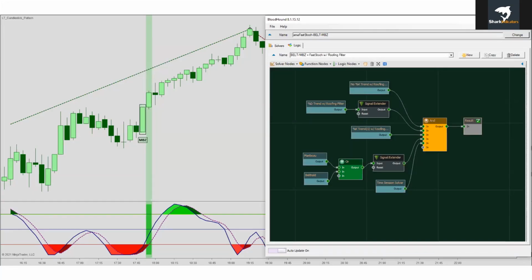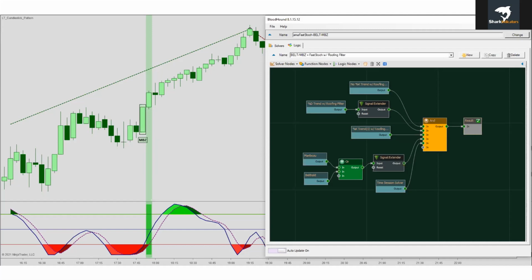So just a quick peek at the entry template here with the belt hold and Marubozu patterns, aligned with the fast stochastic oversold and overbought. Again, thinking in terms of setups and triggers here, situations or scenarios that can create a signal, aligning them. But that doesn't mean that it all has to happen on the exact same bar. So I mentioned that BloodHound is quite flexible and can accommodate many scenarios. So case in point here being the signal extender that I've added here and here to allow for a little bit of an offset for each of the setup conditions.